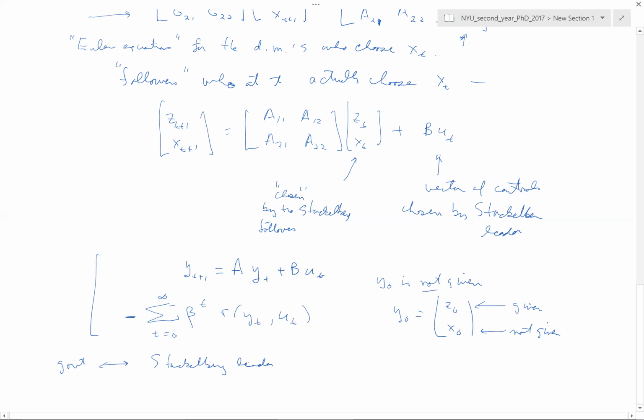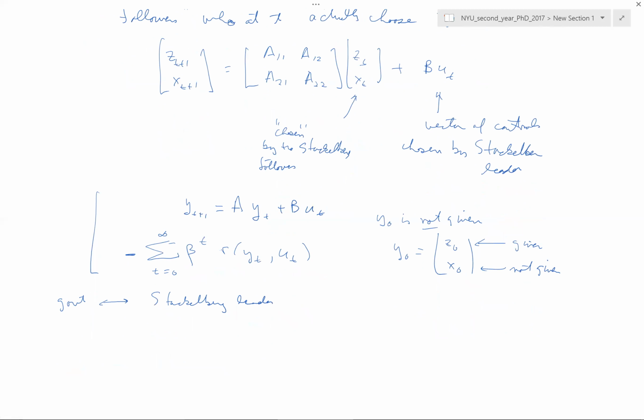Now you'll notice that this problem looks, except for this x0 not being given, just like a linear quadratic dynamic programming problem, or an optimal linear regulator, we called it last time, except for the fact that x0 is not given.